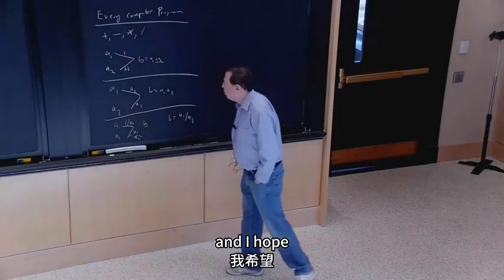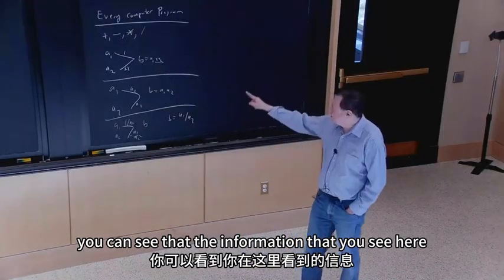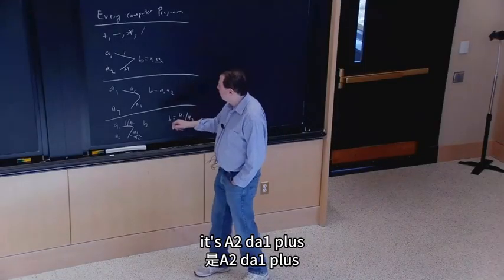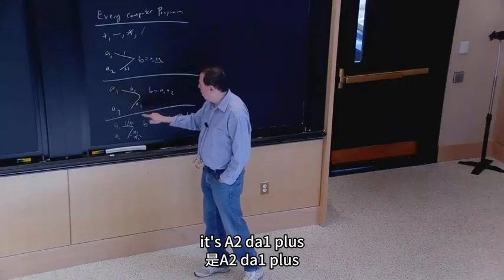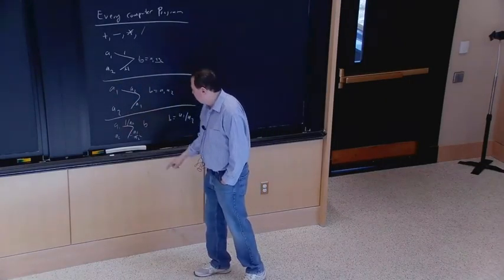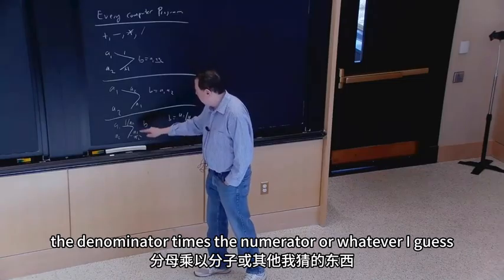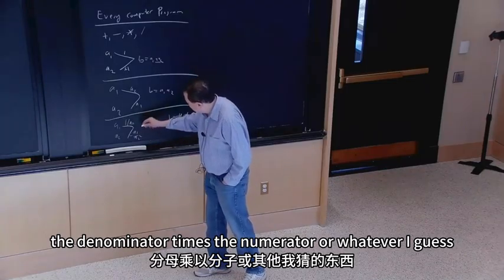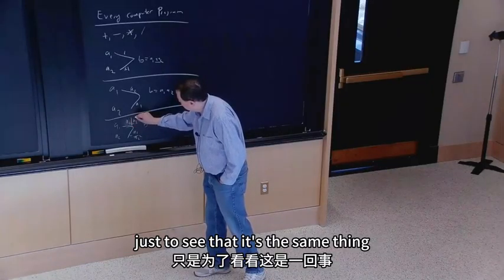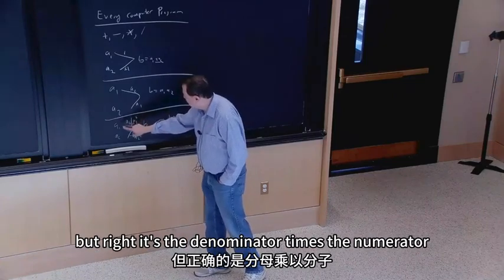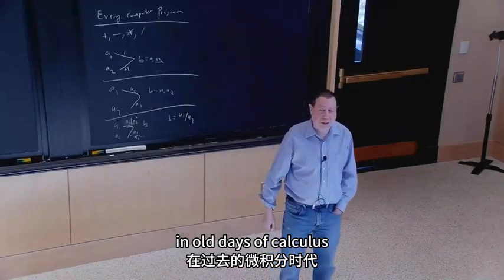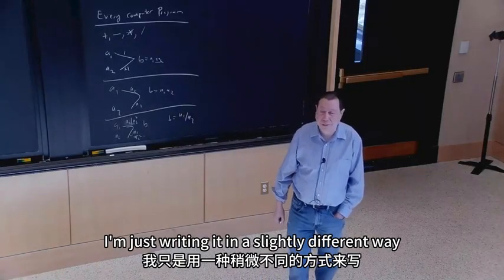And I hope you can see that the information that you see here is exactly the same information as the product rule, right? It's A2 dA1 plus A1 dA2. It's 1 over A2, right? This is the denominator times the derivative of the numerator, or whatever. I guess you might want to write this as A2 over A2 squared, just to see that it's the same thing. But right, it's the denominator times the derivative of the numerator minus the numerator times the derivative. You see, so it's all the information you've known in old days of calculus. I'm just writing it in a slightly different way.